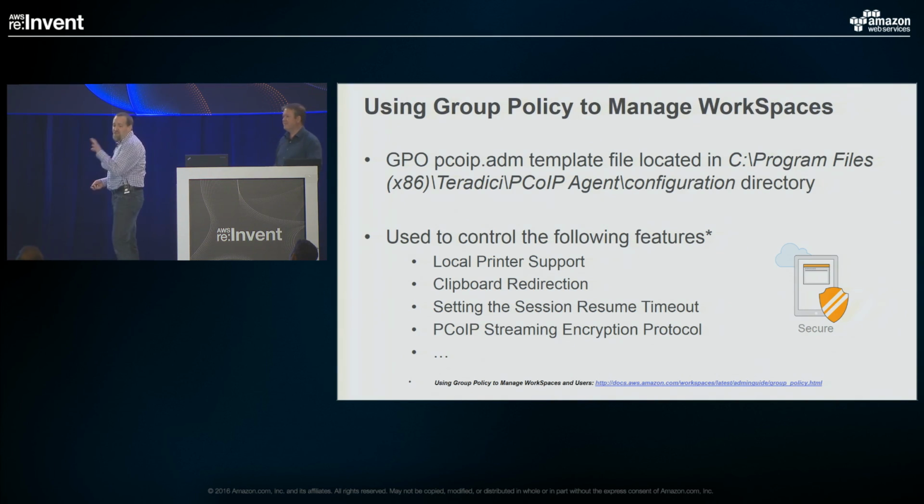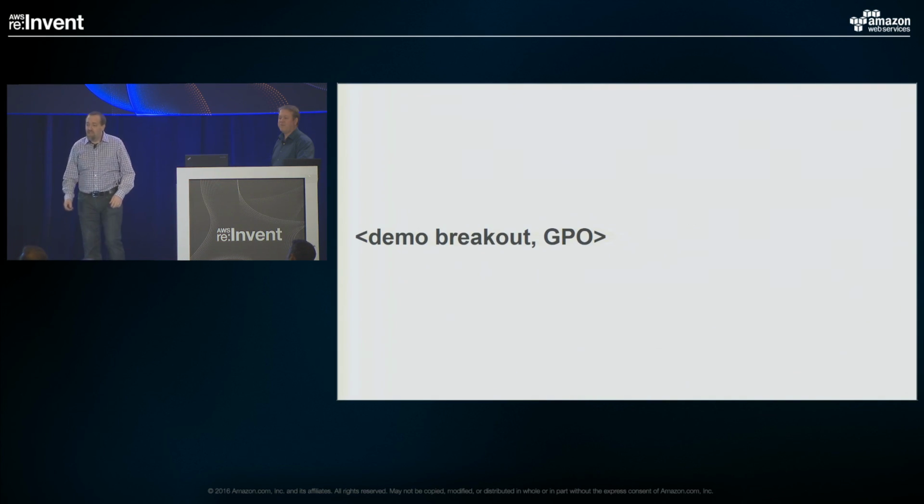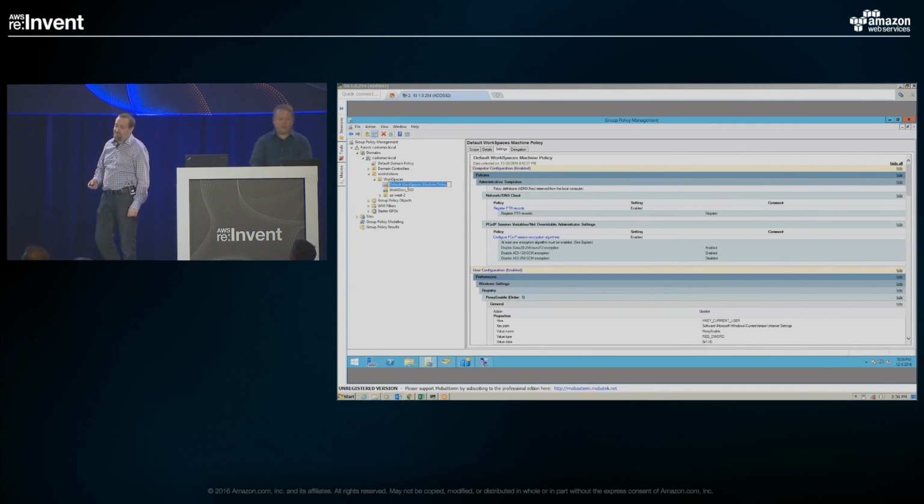So this is also where you can set things like the session resume timeout, and one of the options that we generally recommend changing is the configuration for the streaming encryption protocol. So we'll go back to the group policy management console here and actually show what that looks like.